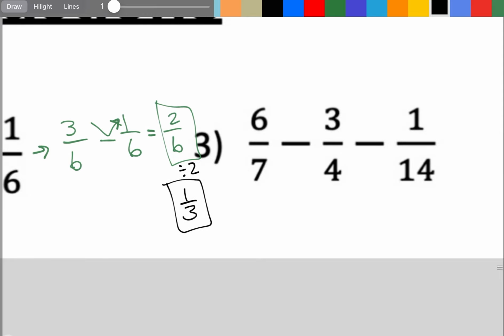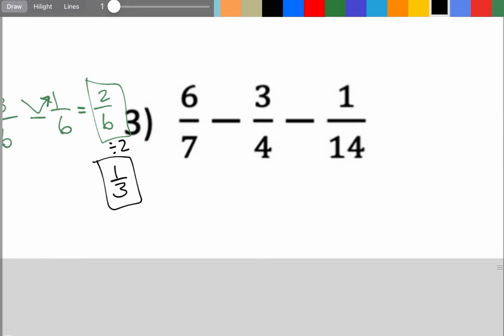Anyways, moving on. Got a lot going on here. We got 7, 4, and 14. Can't change a 4 into a 7. That's not gonna work.